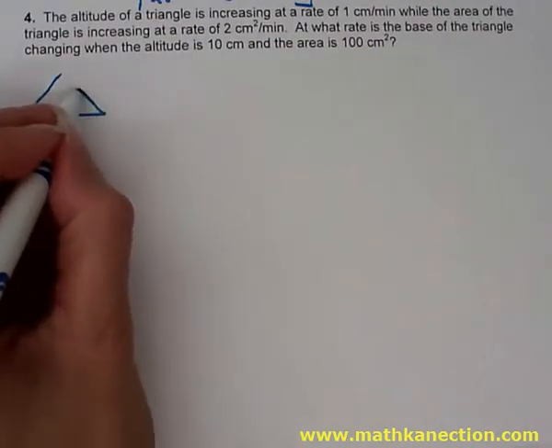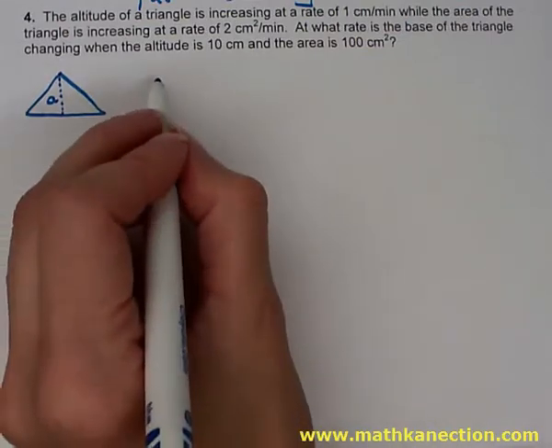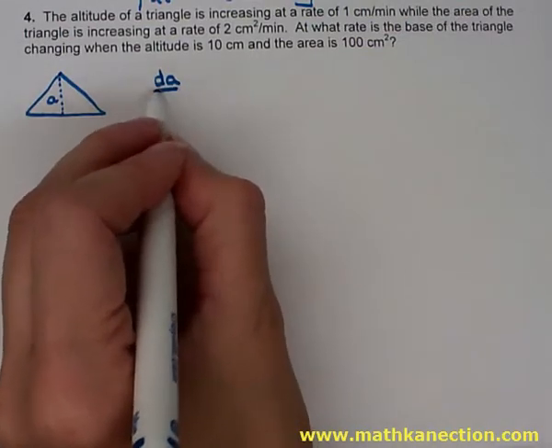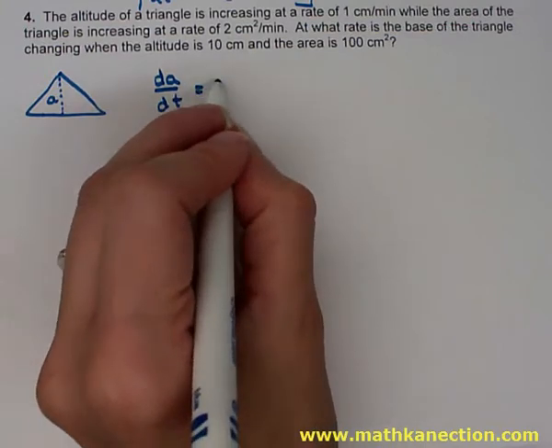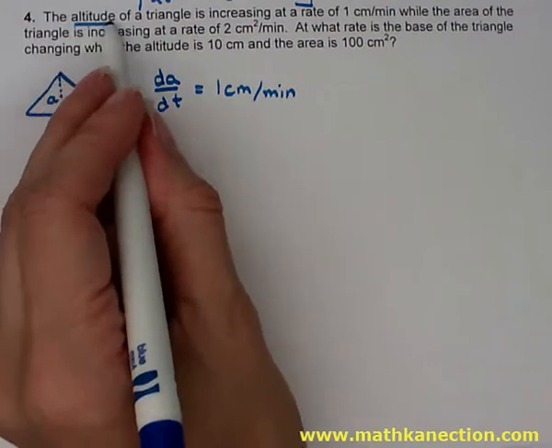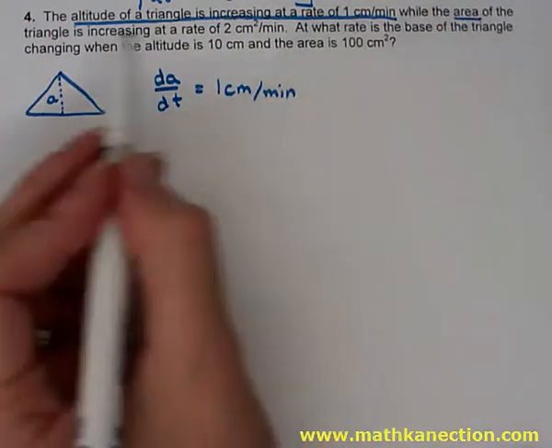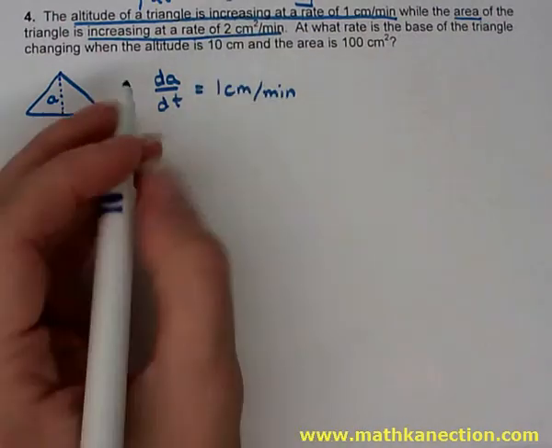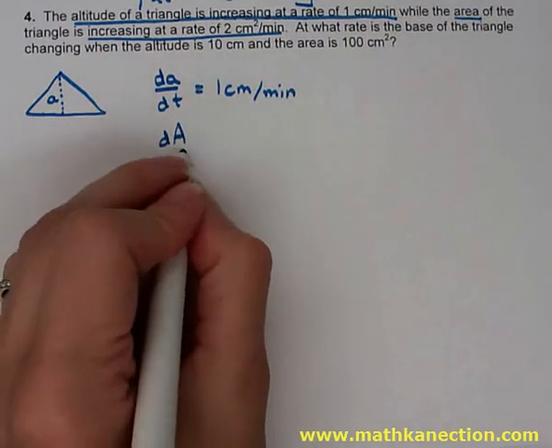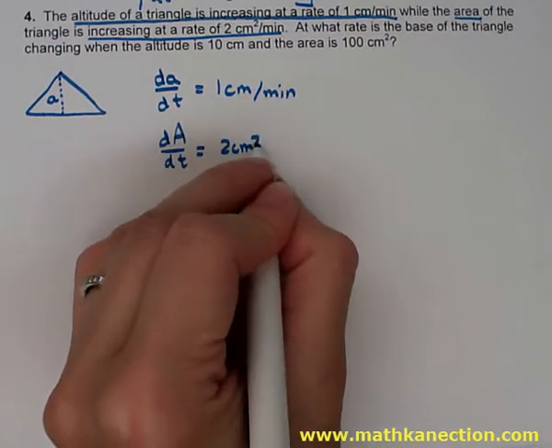So drawing a picture for our problem, we have a triangle with an altitude, calling the altitude A. The altitude, it says in the given problem, is increasing at a rate of 1 centimeter per minute, so dA/dt is 1 centimeter per minute. Another given is that the area of the triangle is increasing at a rate of 2 centimeters squared per minute, so dA/dt, with capital A for area, is equal to 2 centimeters squared per minute.